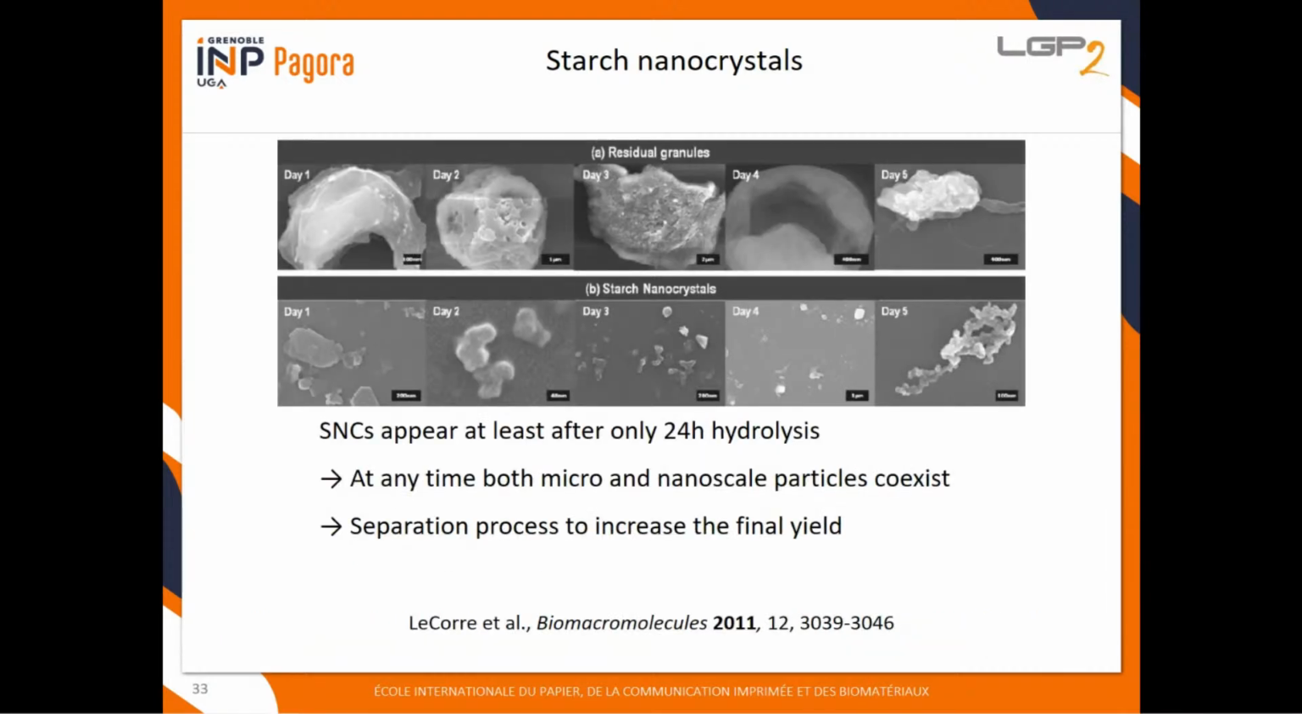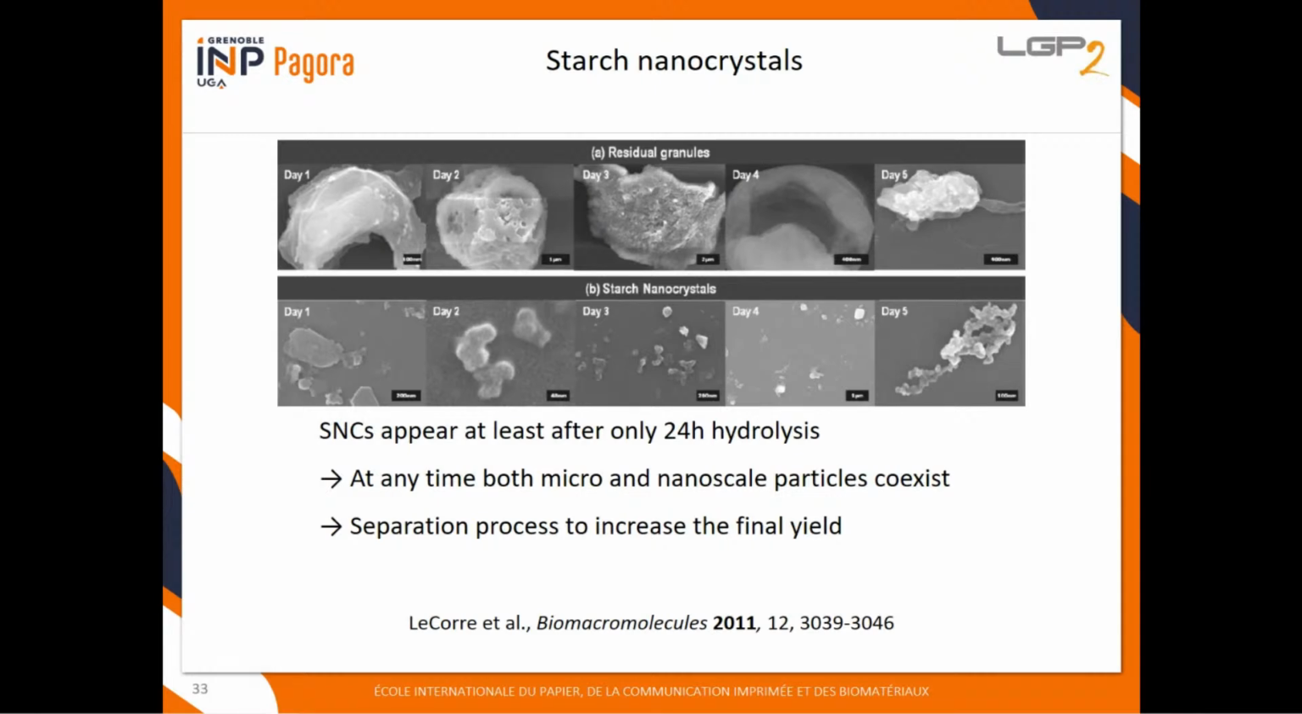So the reason for this is that during the acid hydrolysis treatment, the starch nanocrystals appear during the first hours of the acid hydrolysis treatment. You can see here from day 1 to day 5, there is coexistence of starch granules or residual granules and starch nanocrystals. So it means that at any time, both micro and nanoscale particles coexist. And of course, the nanocrystals that were formed during the first day disappear during the treatment for 5 days.